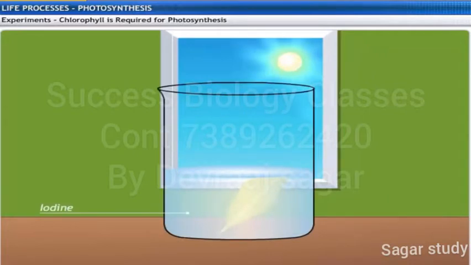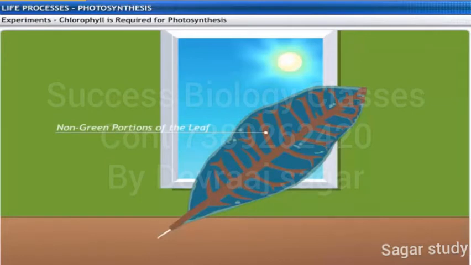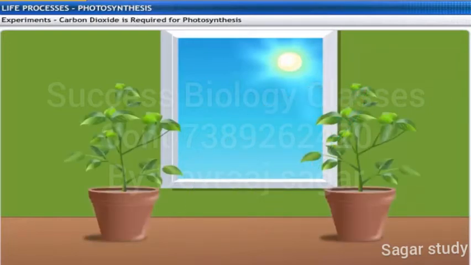Now, dip the leaf in a dilute solution of iodine for a few minutes. The green portions of the leaf turn blue-black, indicating the presence of starch. The non-green portions of the leaf turn brown, indicating that starch has not been formed. Since only the green portions of the leaf turned blue-black, you can infer that chlorophyll is essential for photosynthesis to occur.